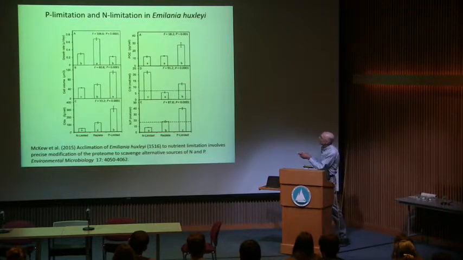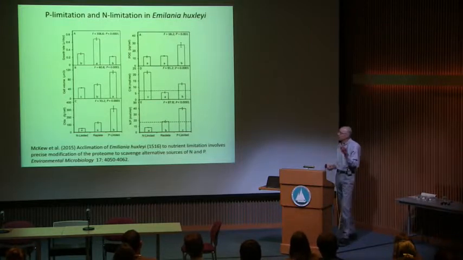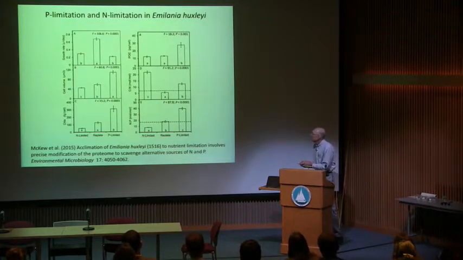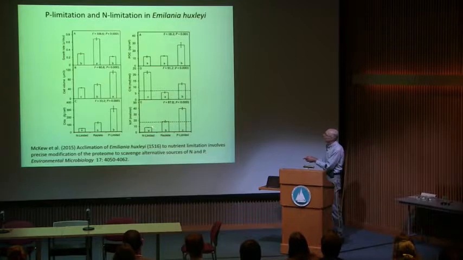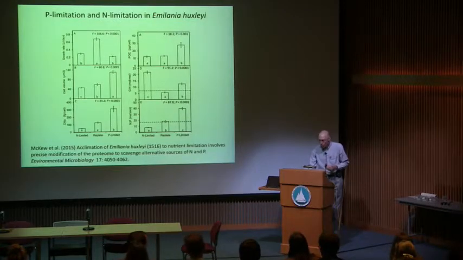The C to N ratio is lowest under nutrient replete conditions. Lots of carbon accumulation under nitrogen limitation, a little bit less carbon accumulation under phosphorus limitation. Again, not an atypical response. And the nitrogen to phosphorus ratio is low in N-limited cells and high in P-limited cells. So everything as expected there.